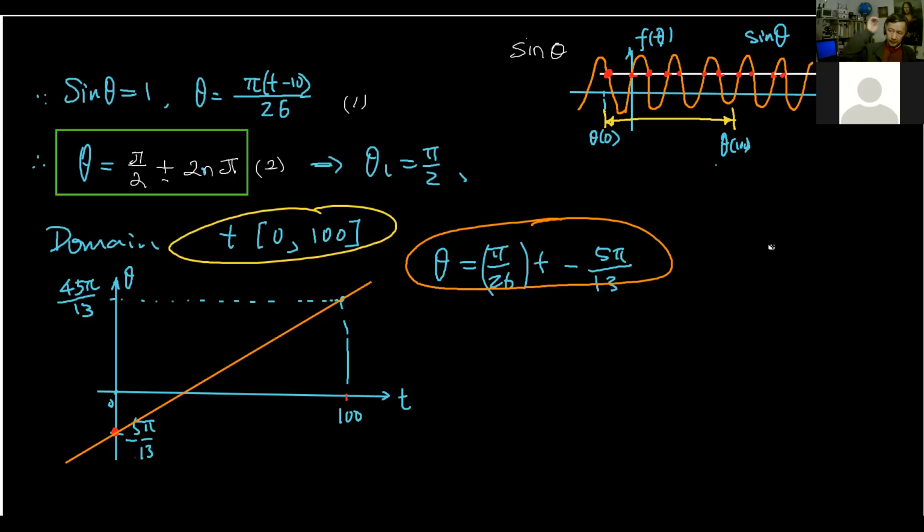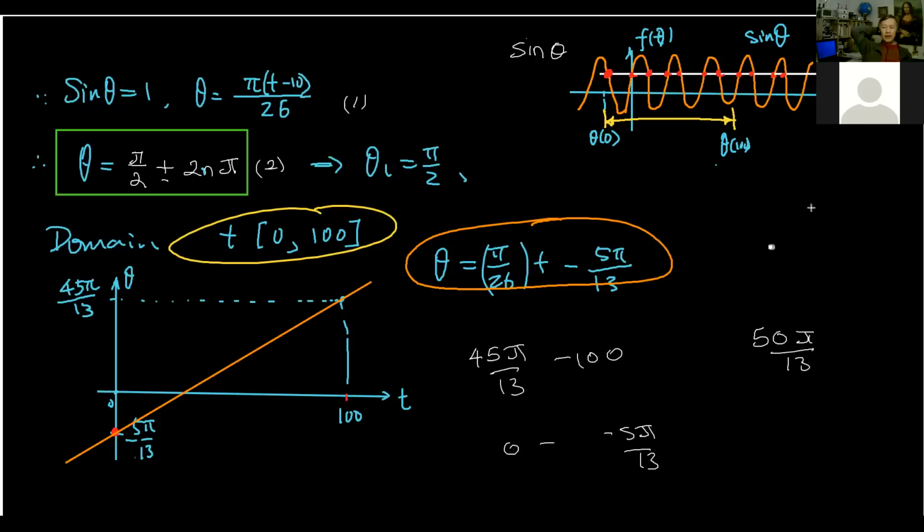So it will be at equal intervals because it's a straight line. It doesn't matter because we have to work out each time point. So it's for 100, and then for 0, it's negative 5/13. So the difference between these is 50 pi over 13.